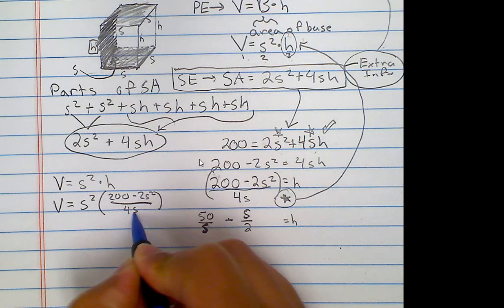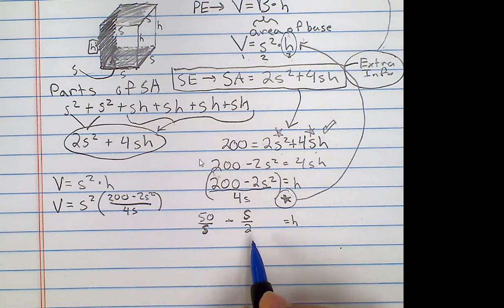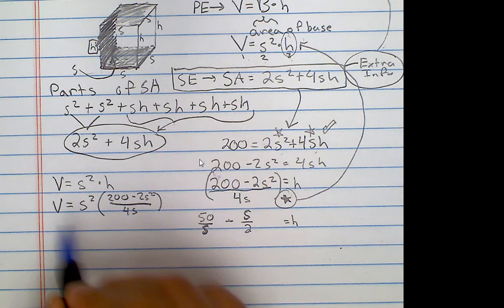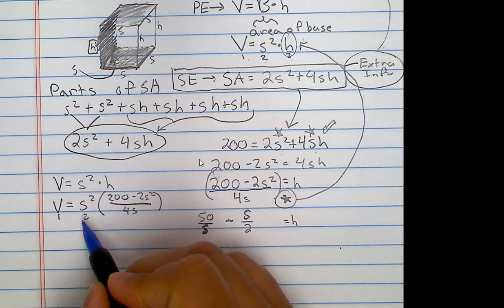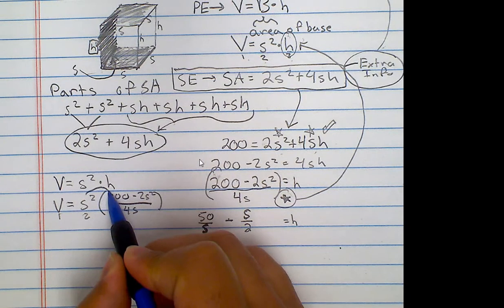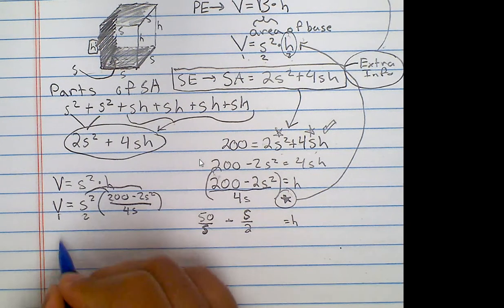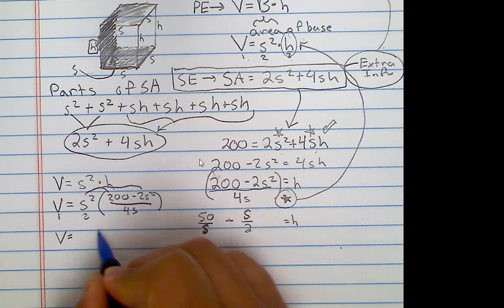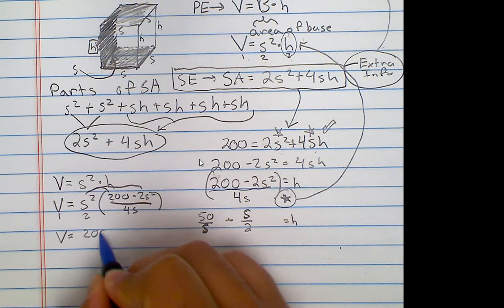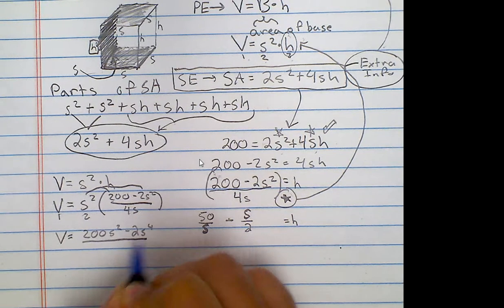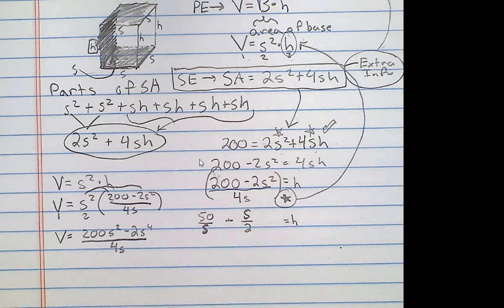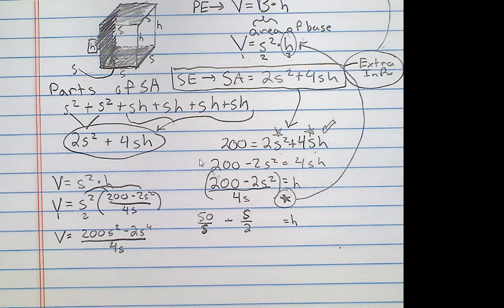You can use that if you want to. It might be a little easier actually. Now I've got 2 variables. Can I take my derivative? Absolutely, but it would be ugly. So let's simplify it. You can distribute, or you could just leave it factored, one or the other. If I distribute, it'll be 200s squared minus 2s to the 4th power over 4s. You could either leave it in the simplified version or the original, right?